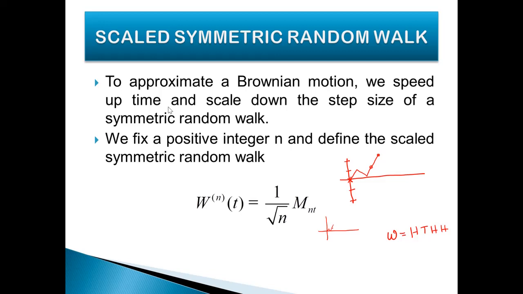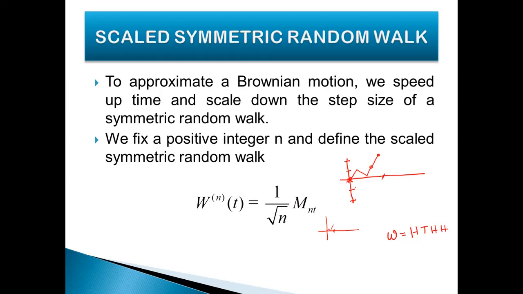What we are doing is approximating a Brownian motion: we speed up the time and scale down the step size. We don't draw from here until here, we draw until here only. The step size is reduced, so we divide by root n. Last time, from here until here was time 1, 2, 3, 4. Now from here until here we already reach time 4, so the time is multiplied by n. This is called the scaled symmetric random walk.